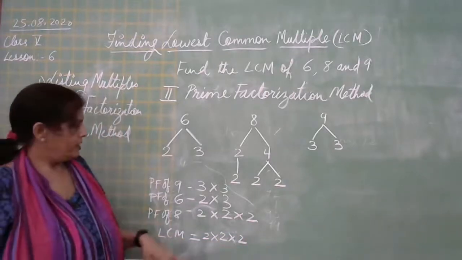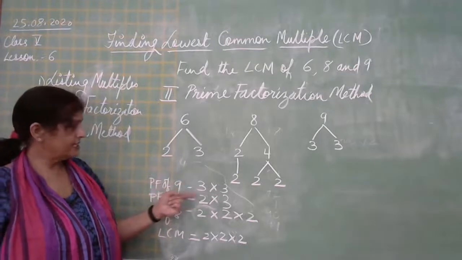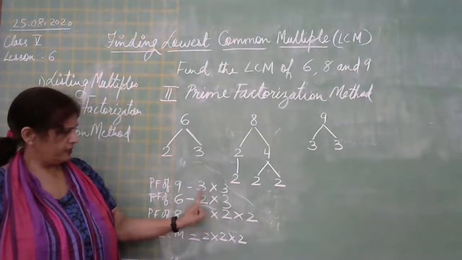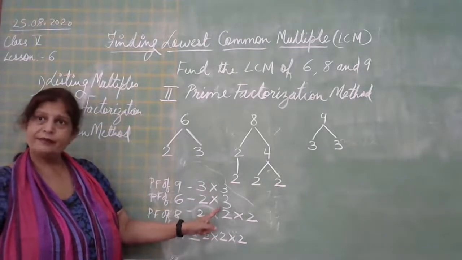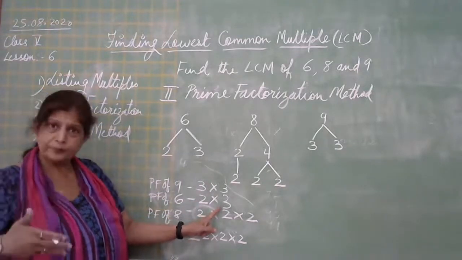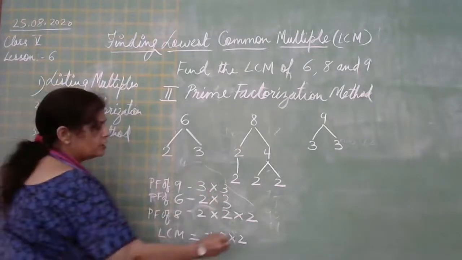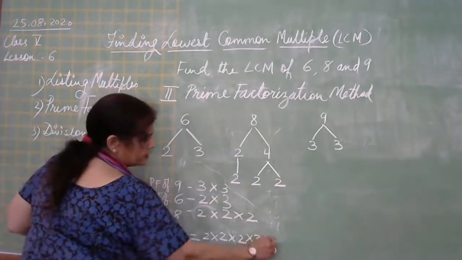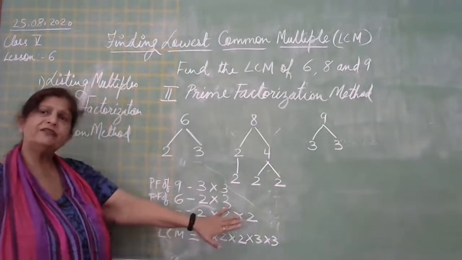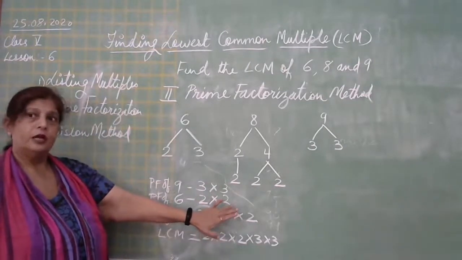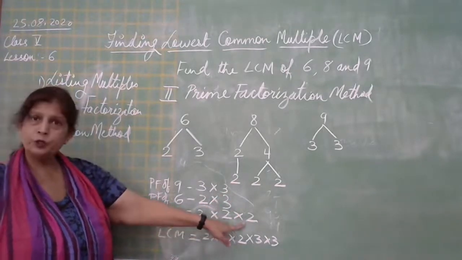Clear, children? Now you see where do we have the maximum 3's? This is 1, this is 2. So which one you will take? This or this? When I say maximum, it means the most. So that is this. The maximum is 3, 2 times. And is there any other factor which is left? Other than 2 and 3, there is no factor.